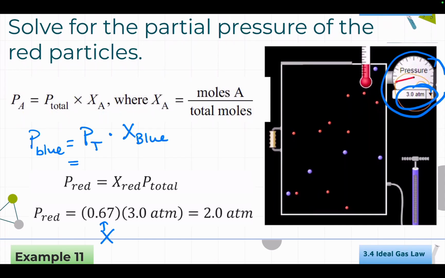So the total pressure is 3. The mole fraction of the blue was 0.33. So I get a pressure of 1. Sorry, I'm reading my paper wrong. But notice that the partial pressure of the blue and the red, because they're the only 2 gases, should add up to the same as the total pressure, and they do.